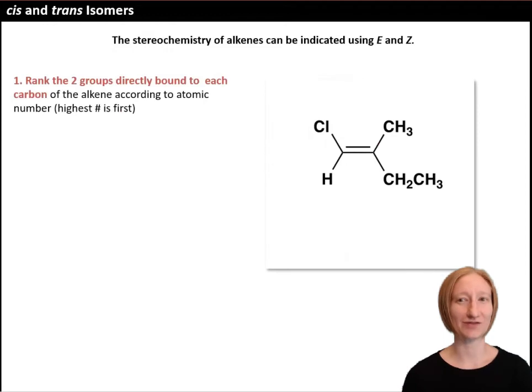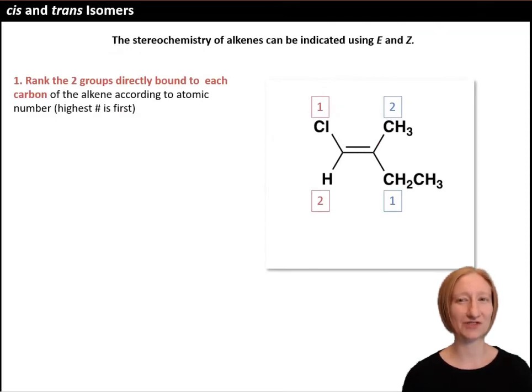First, we rank the two groups attached to each carbon. And we want to be sure to look at each carbon independently. In our example, starting with the carbon on the left, it's bound to a chlorine and a hydrogen. The chlorine is a higher priority than hydrogen, so chlorine is denoted 1 and hydrogen is denoted 2. The other alkene carbon on the right is bound to a methyl group and an ethyl group. The ethyl is the higher priority than the methyl, so ethyl is denoted as 1 and methyl as 2.